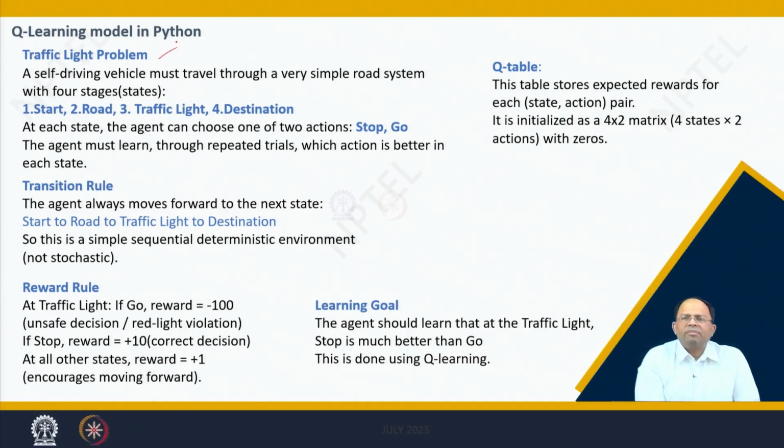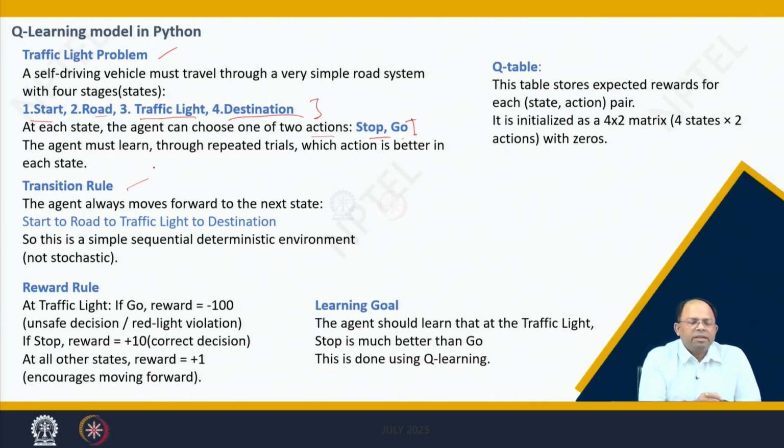So we are solving sort of a traffic light problem. That means we are trying to decide how a self-driving vehicle must travel through a very simple road system, which has 4 states. It has a start, then it moves to the road state, then it encounters a traffic light state, and then eventually it reaches the destination. When it reaches the destination, there is no policy involved, but in all the other cases it has to undertake an action. We will try to find out what action leads to what reward, so that we can frame the policies. At each state the agent can choose one of 2 actions, stop and go. These are the 2 possible actions, and these are the 4 states. The agent must learn through repeated trials which action is better in each state.